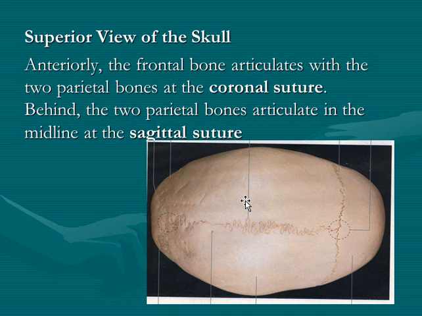In the superior view of the skull, we can see mainly both parietal bones joined together by the sagittal suture. In addition, they articulate with the frontal bone by the coronal suture, and join the occipital bone through the lambdoid suture.